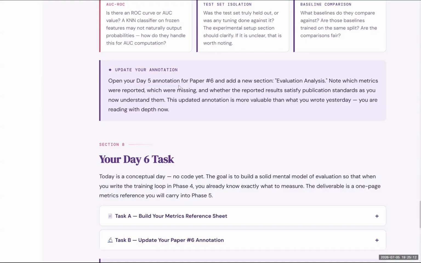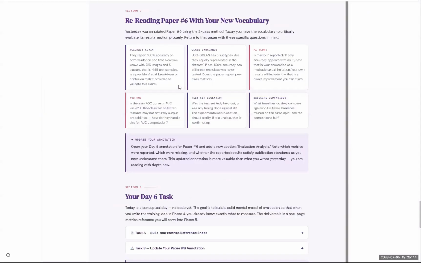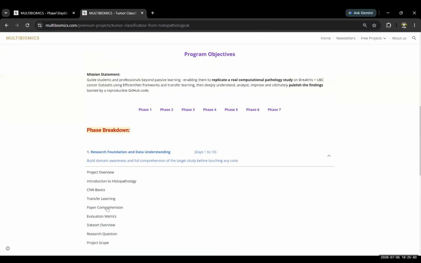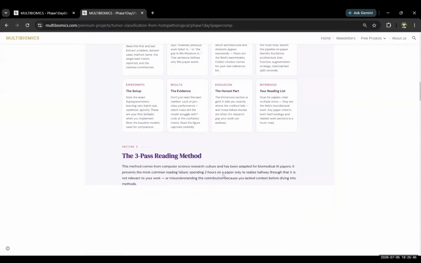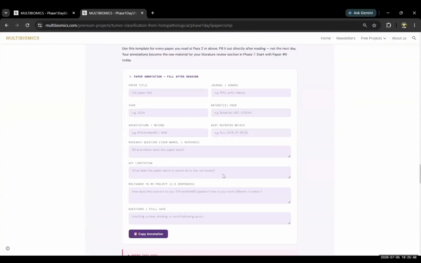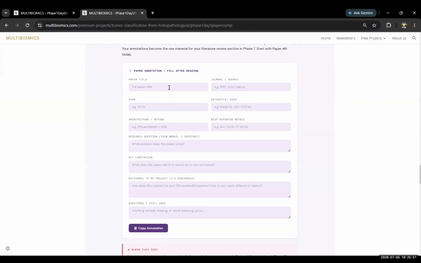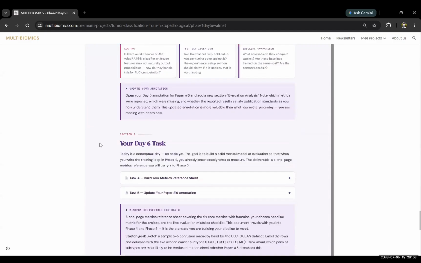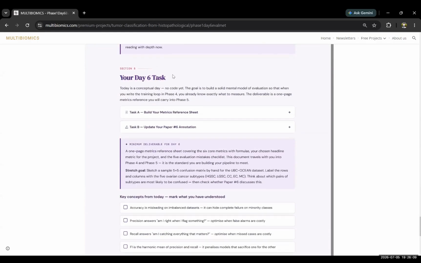Just go and see what I'm talking about. Okay, here in phase 1 on the day 5th, paper comprehension. And here I had an interactive paper annotation form. Whatever they are asking, read one paper, fill it over here, click on copy annotation, copy and send it in a PDF format. Okay. So this only you have to do. That is your task. I'm not burdening you with more tasks like this.